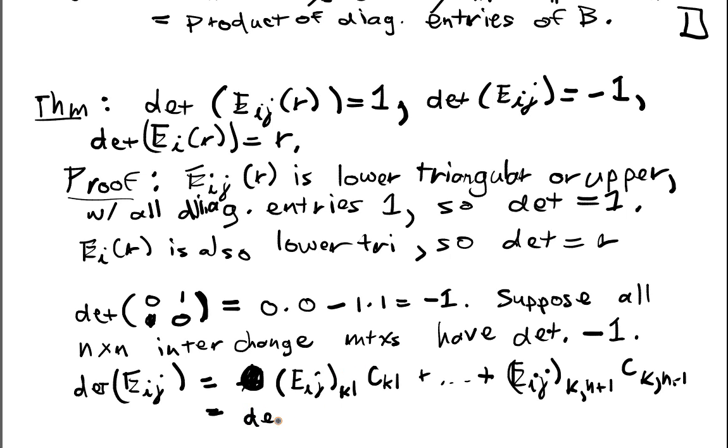This will be the determinant of Eij where I've removed the kth row and the kth column. But now this is also an interchange matrix, because I'm exchanging exactly one row with another. So its determinant has to be equal to -1. And therefore we've proven it for the n plus 1 by n plus 1 case using the induction step. And that completes our proof.